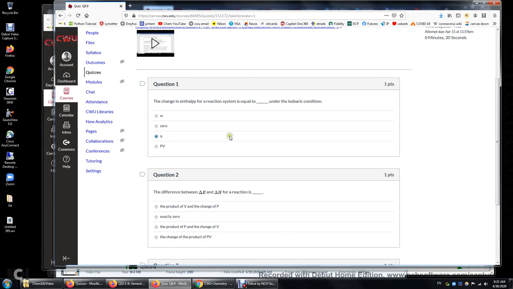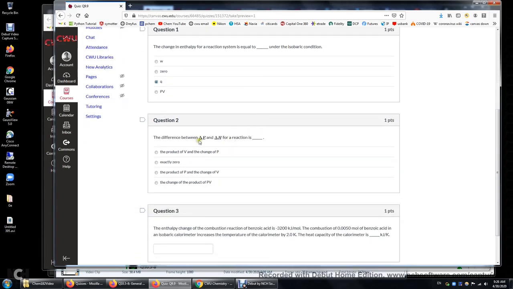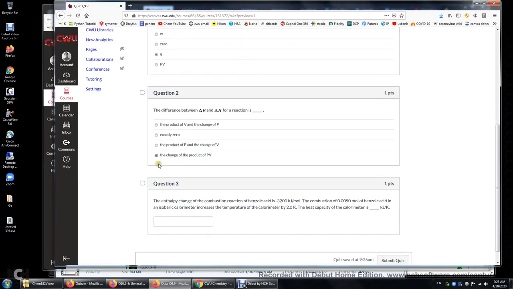You go from there, and enthalpy is equal to the internal energy plus PV, so delta H is delta E plus delta PV. Delta E is Q plus W, and delta PV is P delta V, isobaric condition. And the work is negative P delta V, so these two cancel. In the end, you have delta H is equal to Q under the isobaric condition. The difference between delta E and delta H, by definition, they differ by delta PV. So the change of the product of PV.